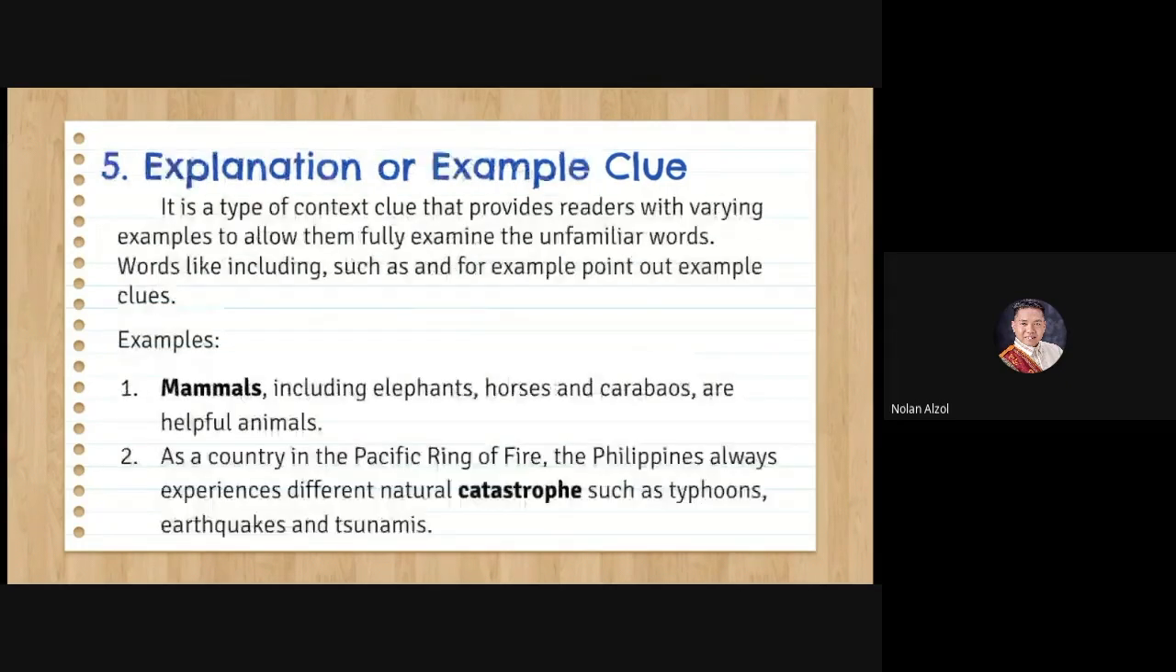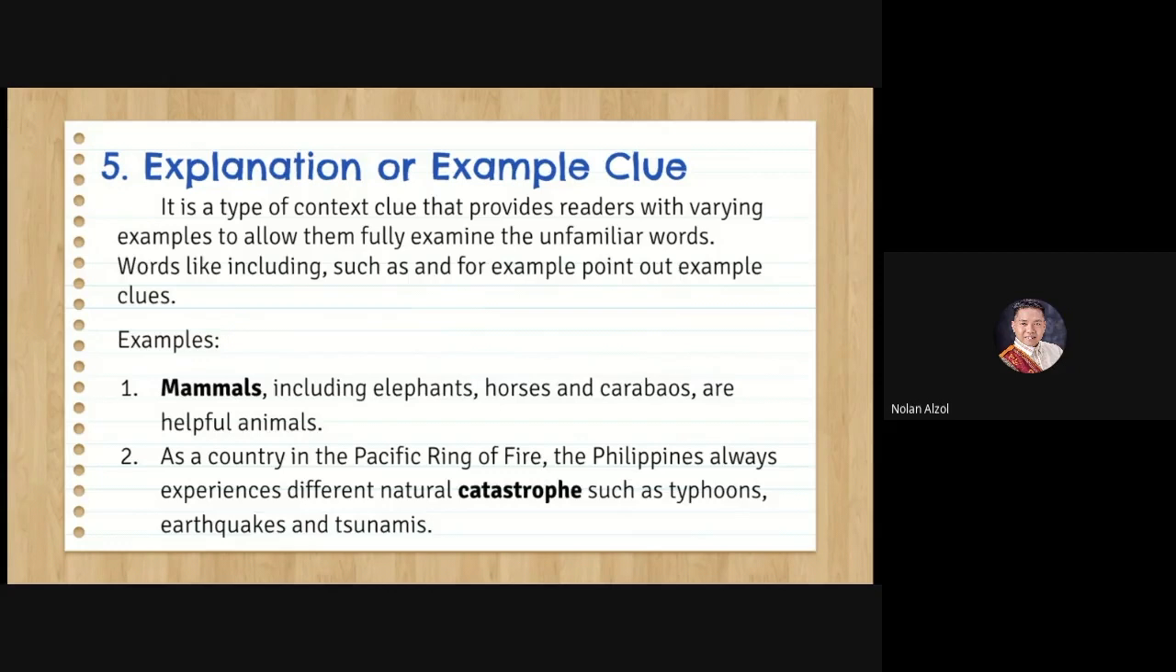The fifth one, explanation or example clue. It is a type of context clue that provides readers with varying examples to allow them to fully examine the unfamiliar words. Words like including, such as, and for example point out example clues. Here are some sentences for you to work on. Mammals, including elephants, horses, and carabaos, are helpful animals.